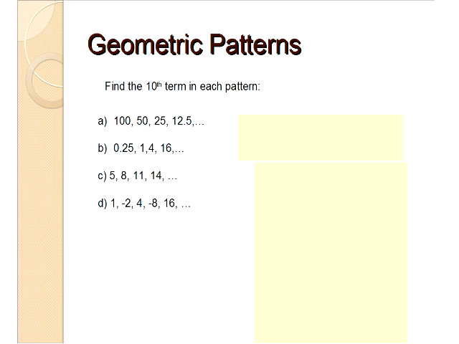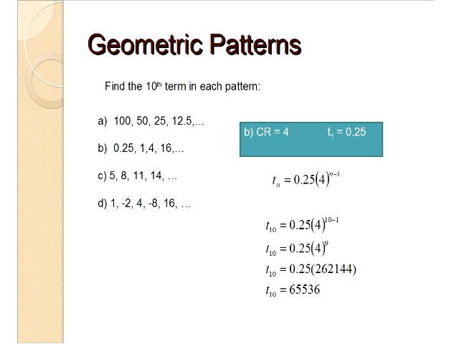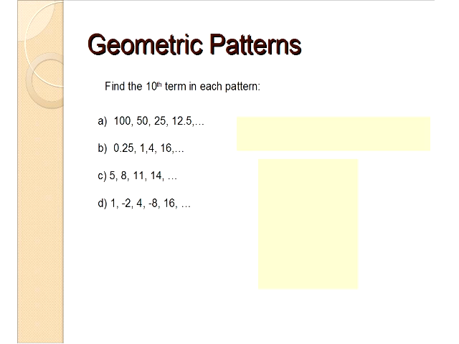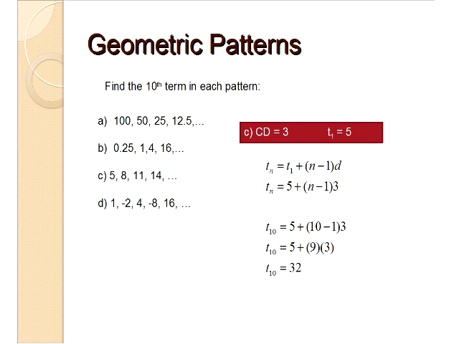The next one, we have a common ratio again of 4, and the first term is actually 1/4, about 0.25. And so I can again plug in n equals 10 and solve. Question C, I do not have a common ratio, but there's a common difference. This is a linear function, so I have to use a completely different equation here. And I get the 10th term to be 32.